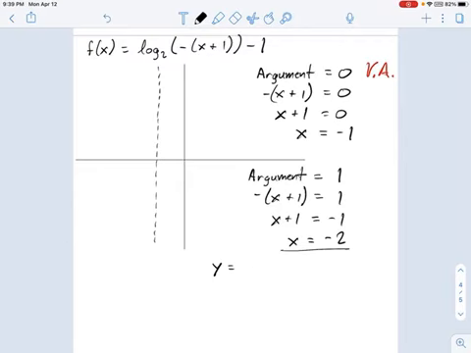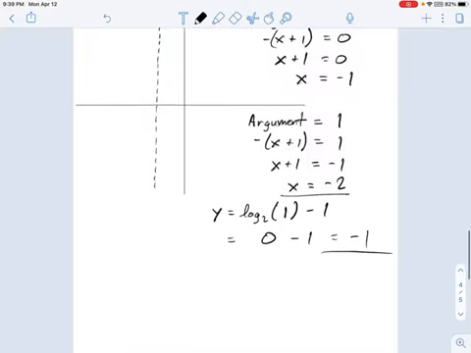So y equals log base 2 of, and remember what the argument is? 1. You don't need to spend a lot of time evaluating that. Minus 1. Well, what's this? Log, and it doesn't matter what the base is. If the argument is 1, the answer is always 0. So y equals 0 minus 1, and that's negative 1. So in other words, this has produced for us a point, an xy coordinate point, which is at x equals negative 2, y equals negative 1.